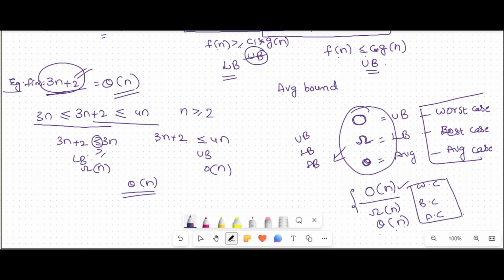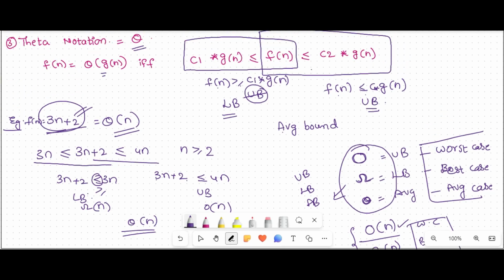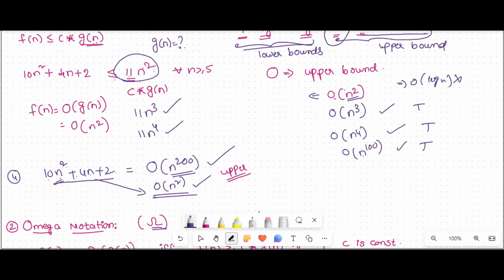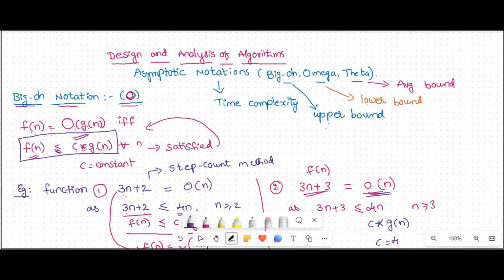So these are different notations used to say the boundaries, lower bound and upper bound, for the given functions, or to say the time complexity: big O, omega and theta. Hope you understand, students, all the asymptotic notations, big O, omega and theta notation.